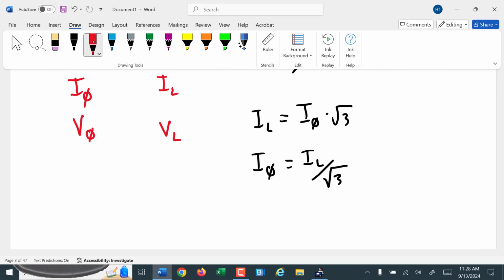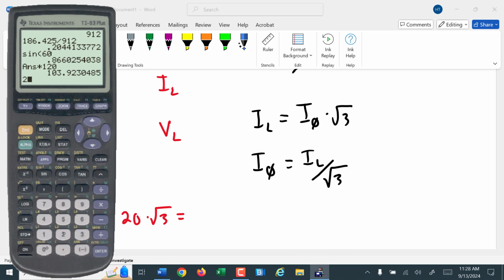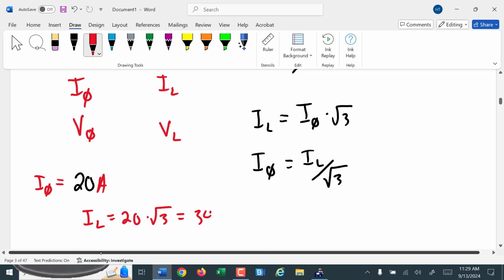So let's say we have a 20 amp phase current. The line current is going to be 20 times the square root of 3. And you can just type in 20 times the square root of 3, gives you 34.64 amps is your line current.